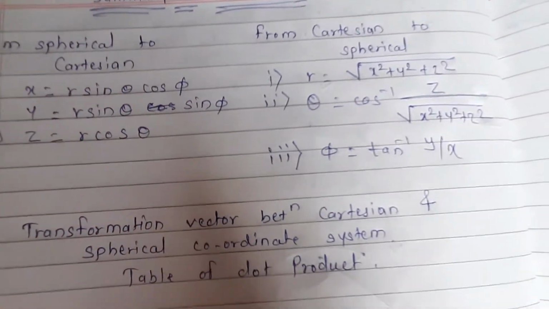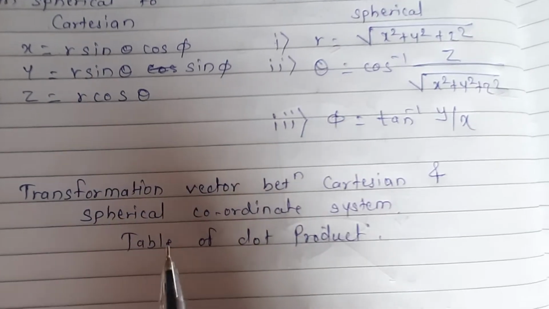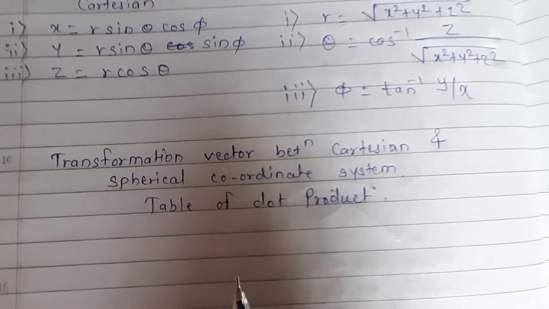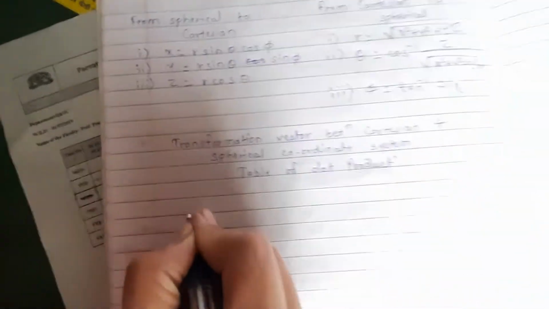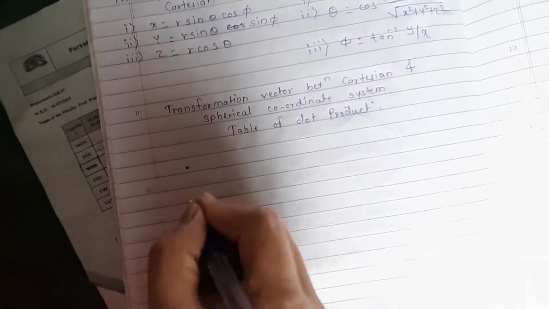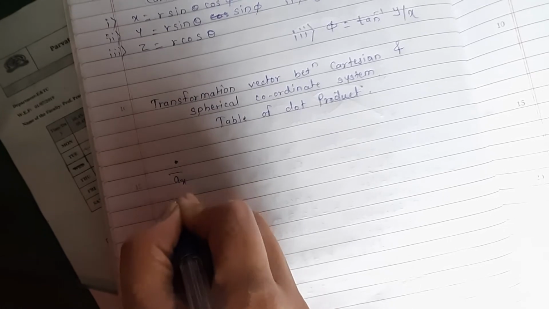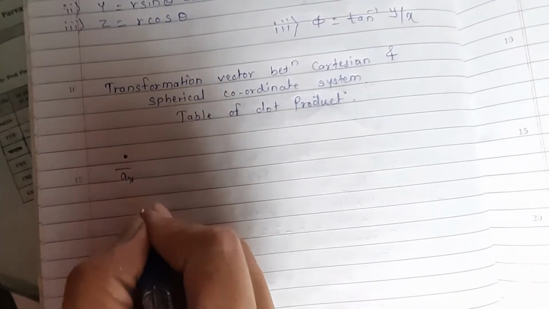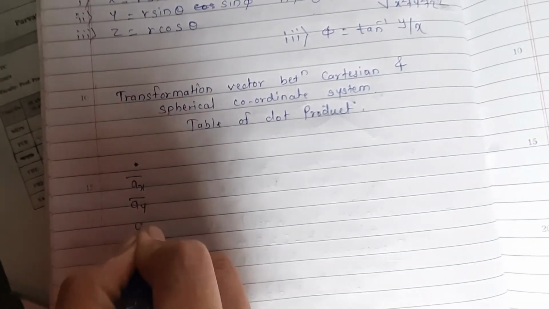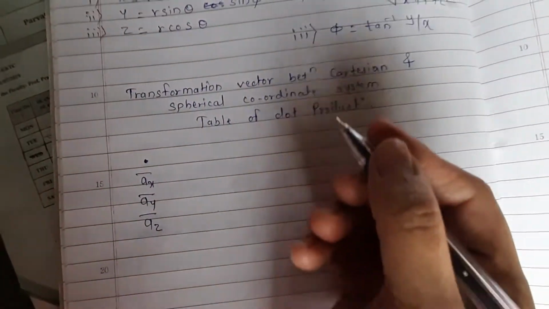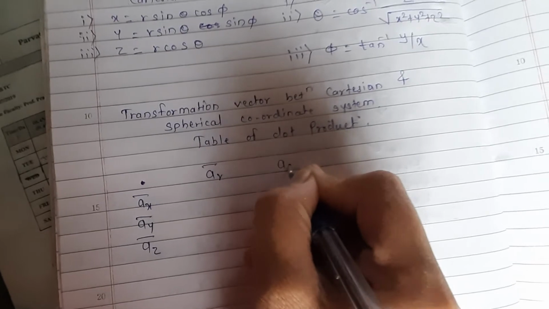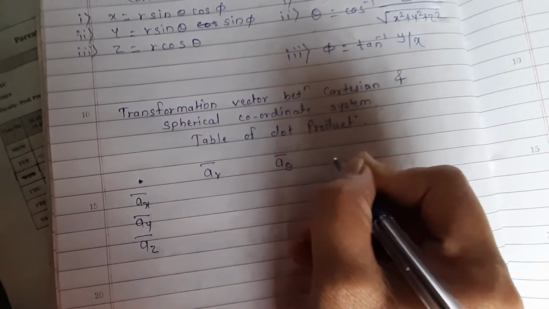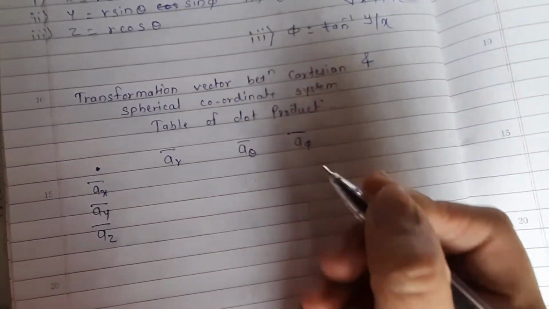Next one is the transformation of vectors between the Cartesian and spherical coordinate systems. For that we have to use a dot product table. So this is the table for the dot product. Ax bar, Ay bar, and this is Az bar. And here it is Ar bar, A theta bar, and A phi bar.